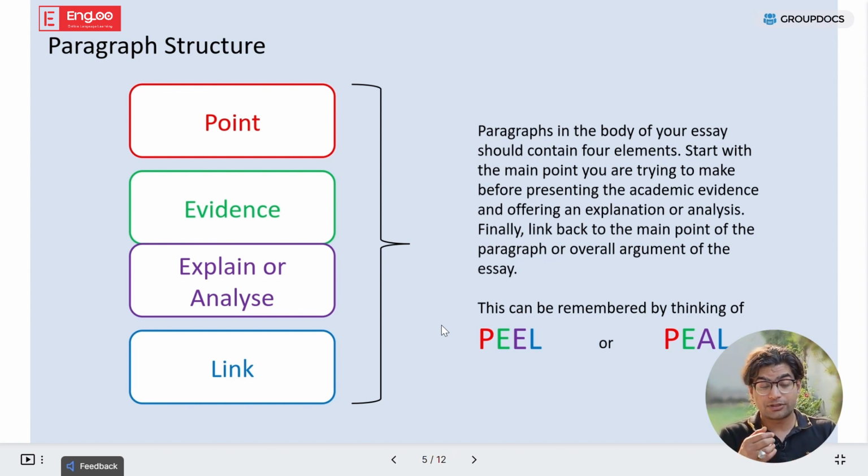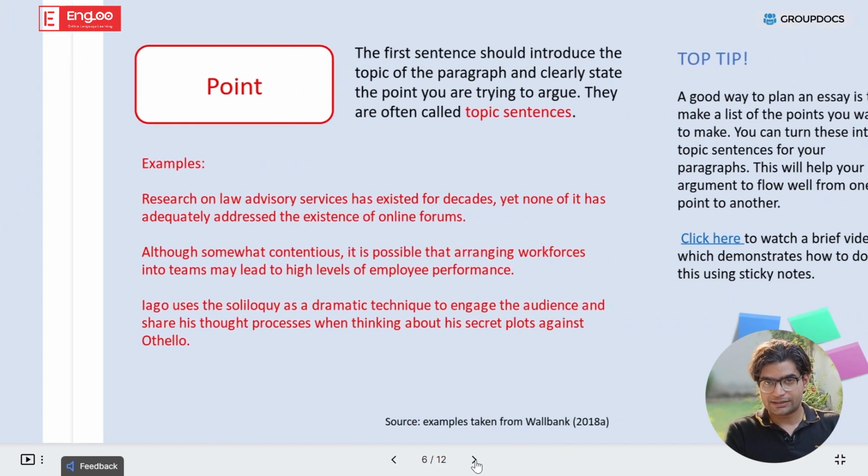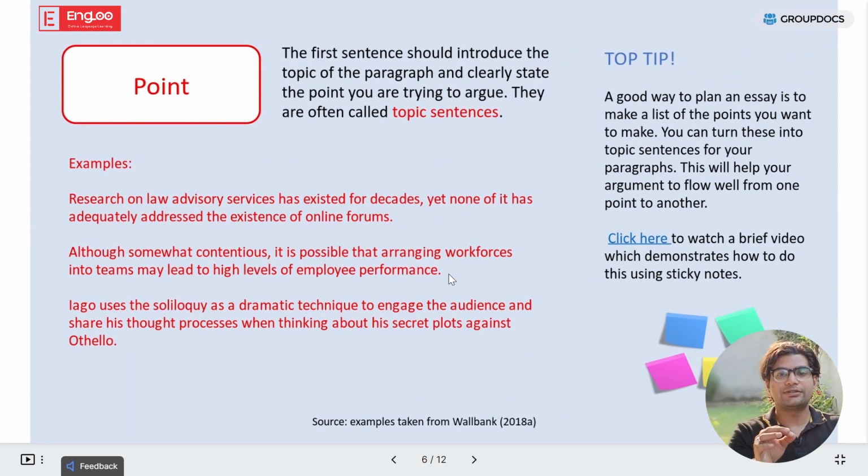What does the word point mean here? The first sentence should introduce the topic of the paragraph and clearly state the point you are trying to argue. They are often called topic sentences. So the first sentence of every body paragraph is your topic or title sentence. An example is in front of your screen.